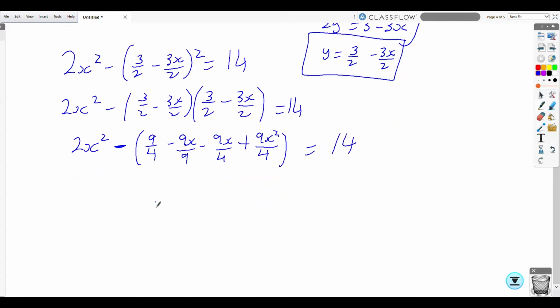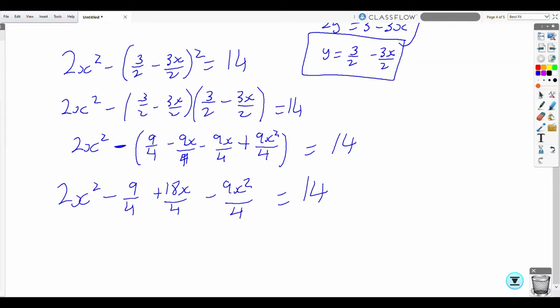So now let's deal with that negative. So this becomes 2x squared minus 9 over 4. These two become, let's just change that to a 4, these two become minus 18x over 4s. With the minus now becomes a plus 18x over 4. And minus 9x squared over 4, which is equal to 14.